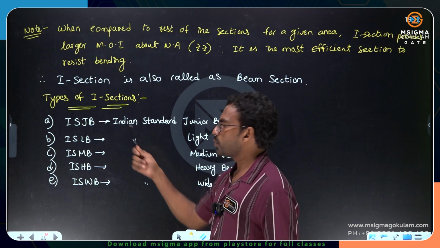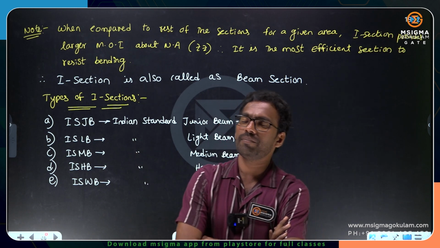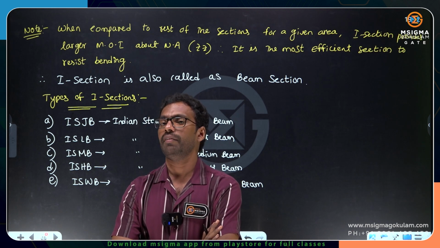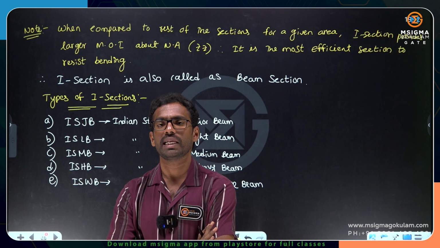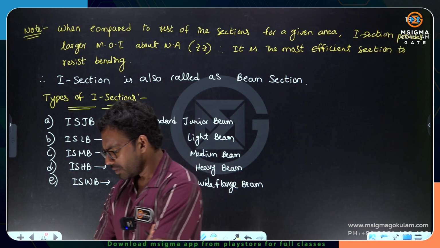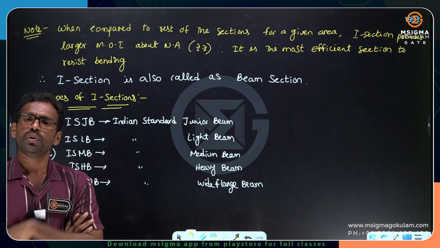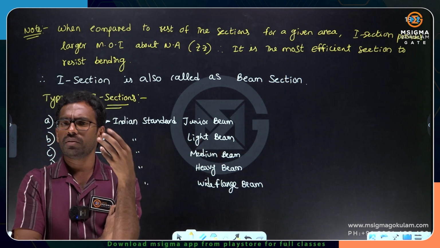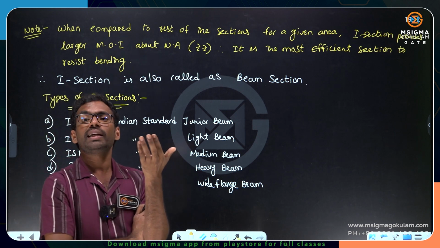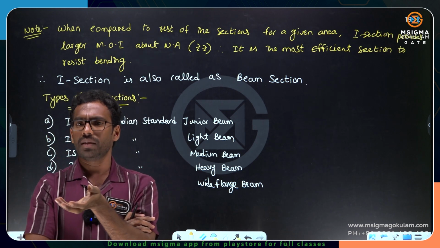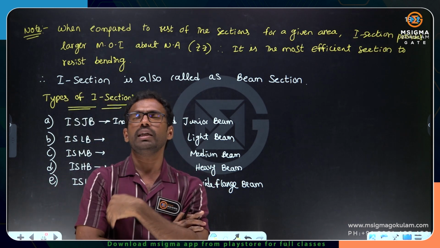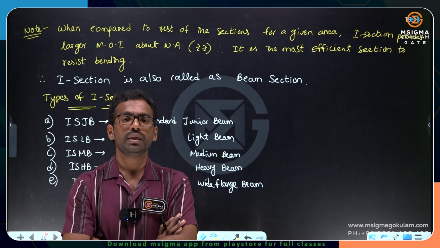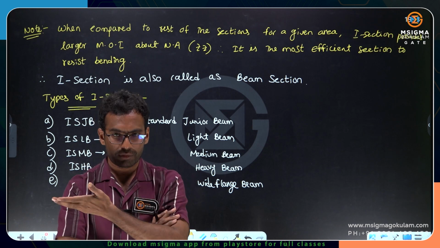Where do we use junior beam? Indian Standard Junior Beam is generally used for vehicle manufacturing purposes. We are not going to use it as a structural member in most cases. In a few cases it may be possible, but in most circumstances this junior beam is used for manufacturing vehicle parts. For example, look at trucks or any kind of vehicle. Look at a bus. When you are standing on the bus, if all seats are filled, you will be standing over the plate, the platform, whatever you see there.